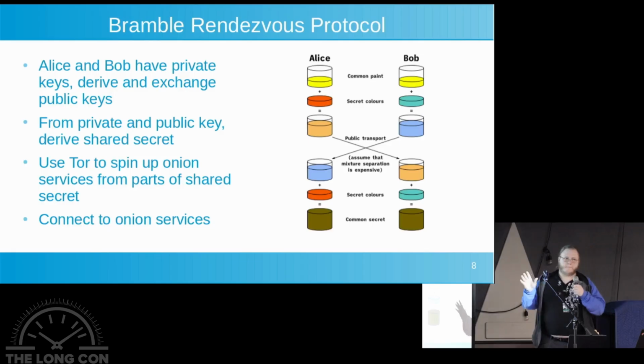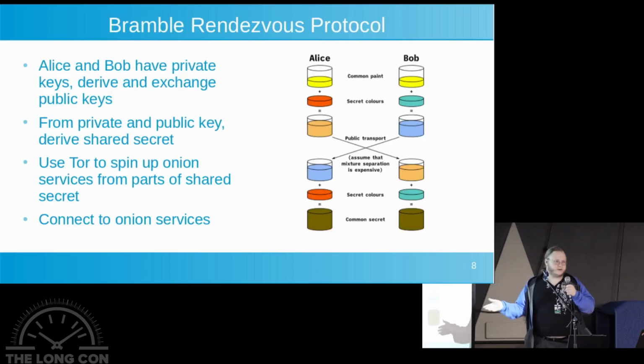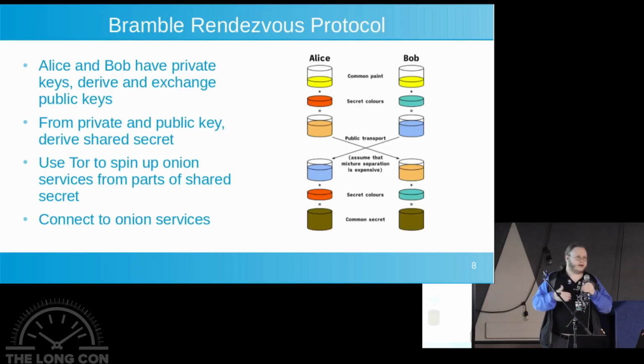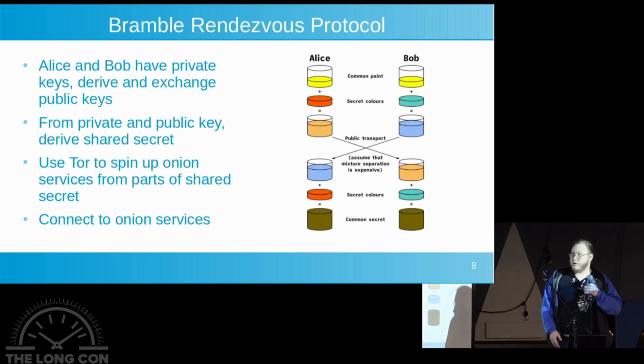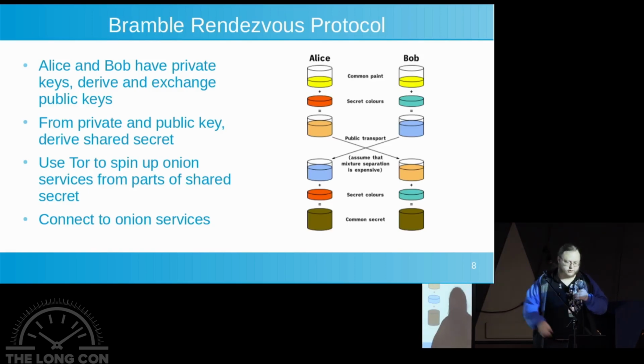So both peers spin up an onion service using the two onion URLs that they calculated from the common secret. And so the two onion services are up. No one else knows that they're up. No one else knows the URL. They're both trying to connect to each other. Eventually, one of them will succeed, and the Bramble Rendezvous Protocol ends and provides that connection to whatever protocol is consuming this protocol.